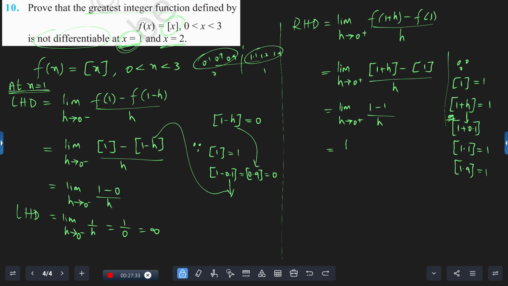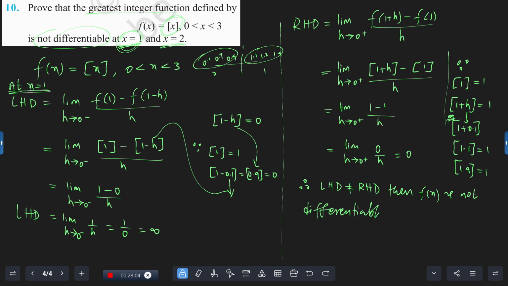So 1 minus 1 is 0. 0 by anything is 0 only. 0 by h is equal to 0. So this is 0, and on the left it is infinity. Therefore, the left hand derivative and right hand derivative are not equal. Then f of x is not differentiable at x equal to 1.